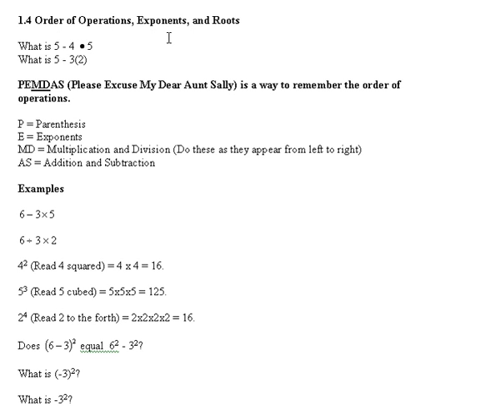Order of operations. This is the order in which you do math. You don't necessarily do math from left to right. You follow the order of operations. For example, 5 minus 4 times 5.